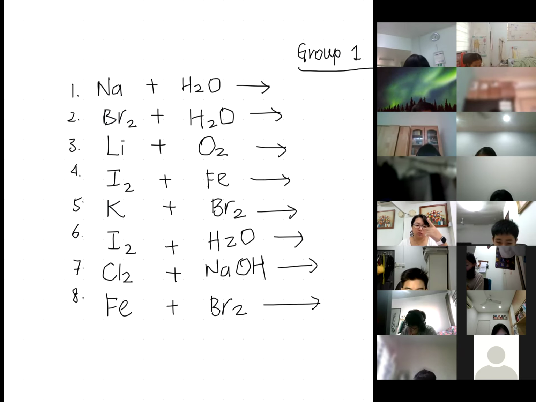You don't know, then you take Google Translate. Go and do it. Take photo, translate it, if you don't understand the whole passage. Okay.